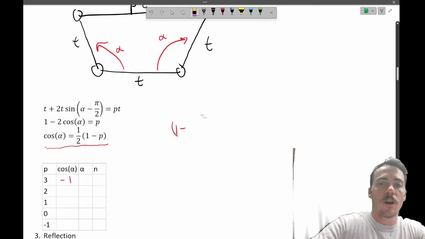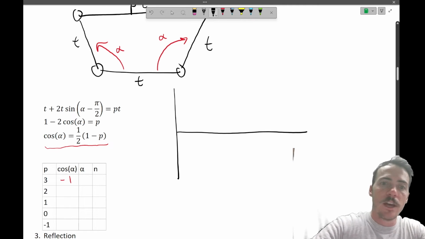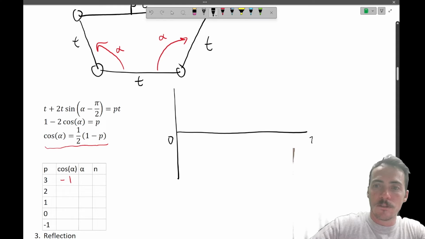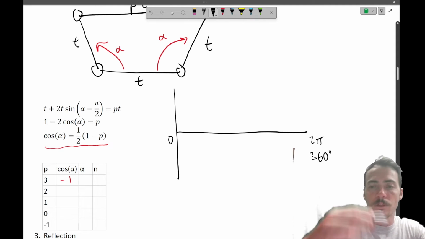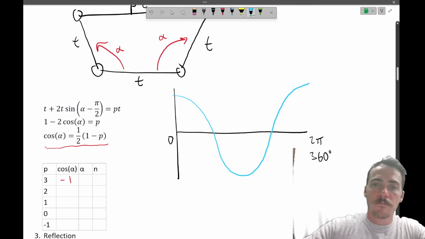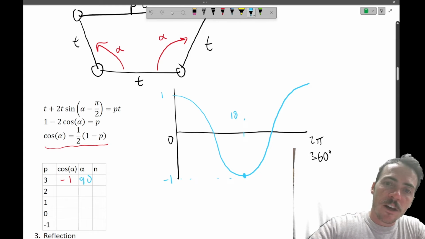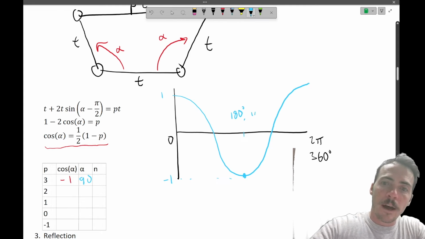If it helps, we can draw cosine of alpha real quick, just to have it in front of us. We know that cosine alpha, as you go from 0 degrees all the way out to 2 pi, or 360 degrees, if you want to think about it in terms of degrees instead of radians, does this thing, right? Okay, so when does it equal -1? It equals it at 180 degrees, or pi, right?